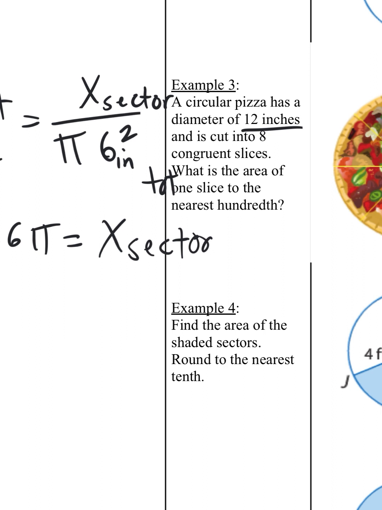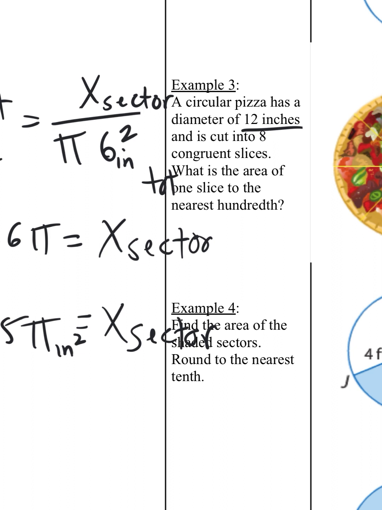So 1/8 of 36 is not an even number. It comes out to like 4.5. 4.5 pi equals the sector's area. So you can leave it like this. Okay, this would actually be 4.5 pi inches squared, because remember, we squared inches over here, right?